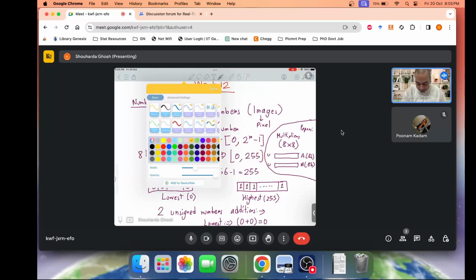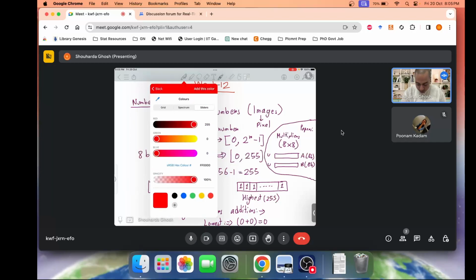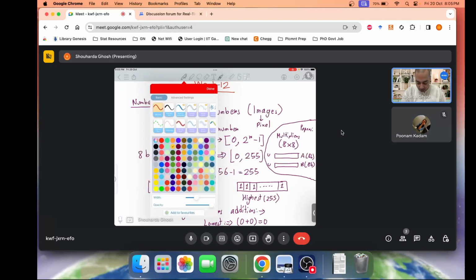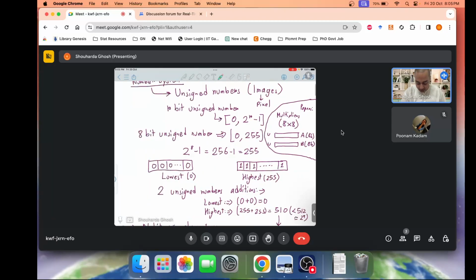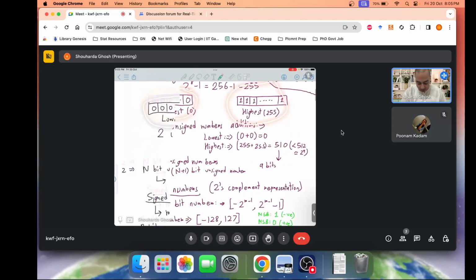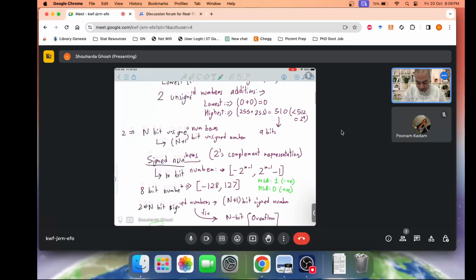which I had shown you earlier in the previous image processing portion, where these sliders range from 0 to 255 for colors. Coming back, when you have an unsigned number, the lowest value has all zeros and the highest value has all ones. We then talked about how when we add two n-bit numbers, the resultant number has to be represented in n plus 1 bits, otherwise you have something called overflow.